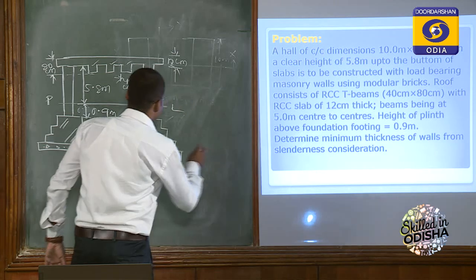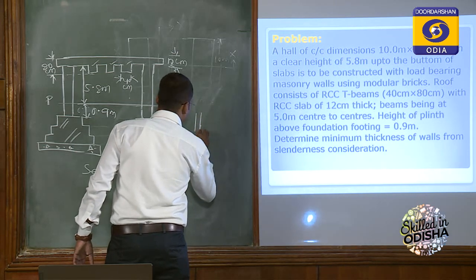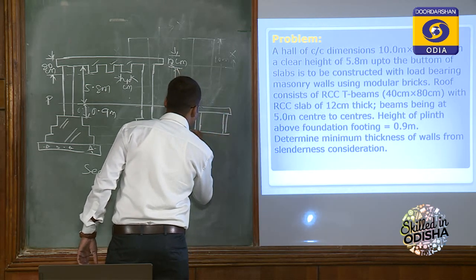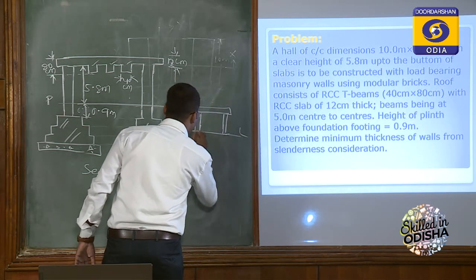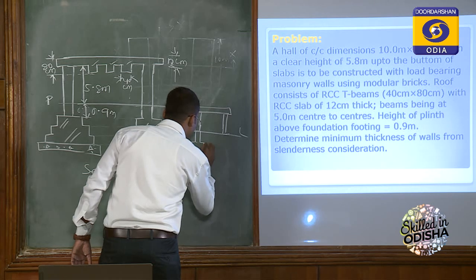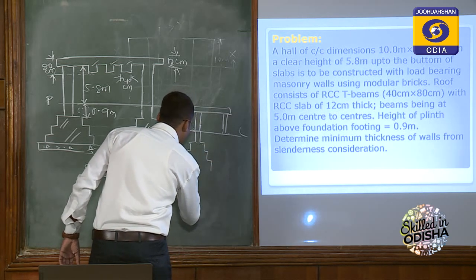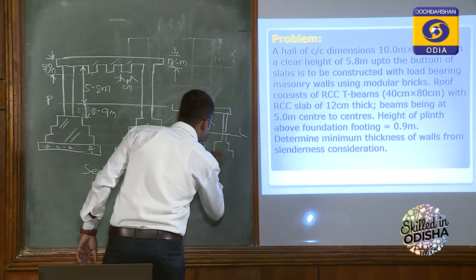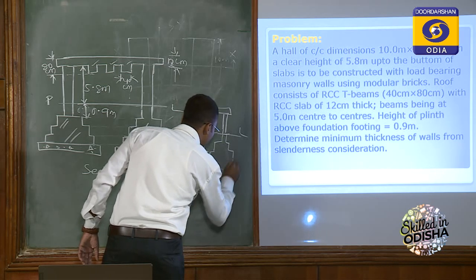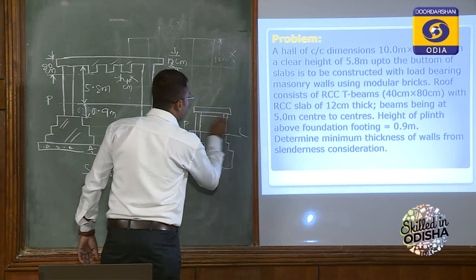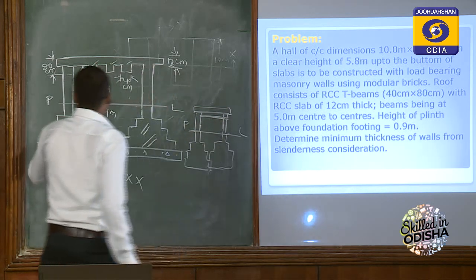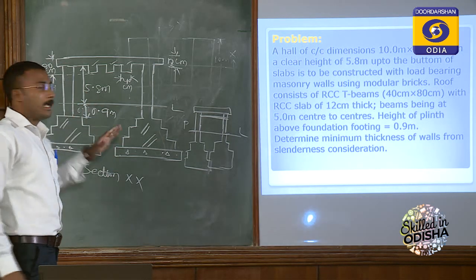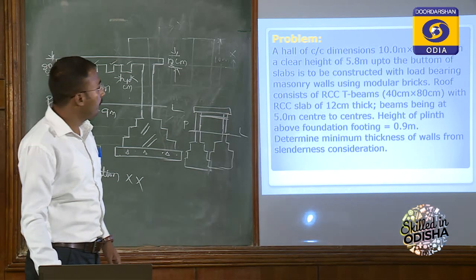So I am showing another section, which is section YY, and here this is the plinth level. You can see the beam will be visible from this, and the dimension is same. The dimension is same in both x axis and y axis. So we will now solve the problem.